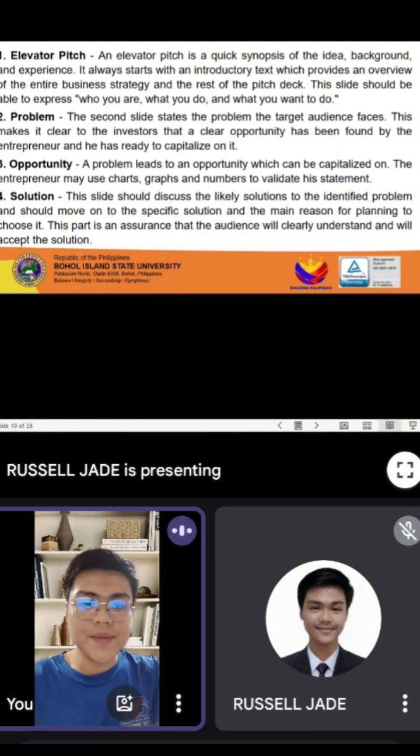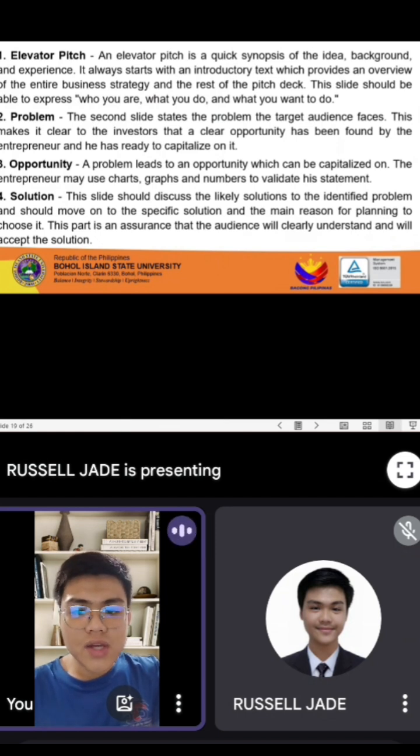This slide should be able to express who you are, what you do, and what you want to do. The next is the problem. The second slide states the problem the target audience faces. This makes it clear to the investors that a clear opportunity has been found by the entrepreneur and he is ready to capitalize on it.